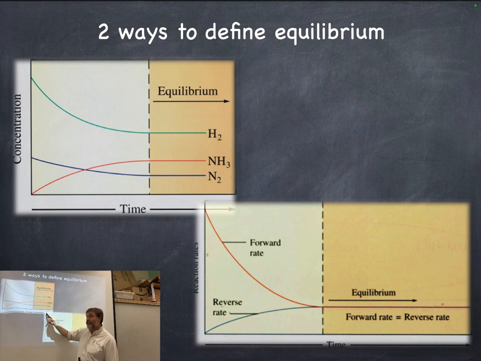But at the beginning, the rate of the forward reaction is much higher than the rate of the reverse reaction because the concentrations of the reactants, nitrogen and hydrogen, are much higher. Okay? But as we use it up and we convert the nitrogen and hydrogen into ammonia, the ammonia builds up, the concentrations of nitrogen and hydrogen decrease, and the rates of the forward and the reverse reactions become equal. And that's the point at which we reach equilibrium.